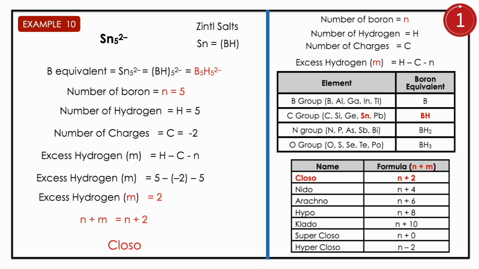So we count the number of boron. Number of borons are 5, so N equals 5. Number of hydrogens are 5, so H equals 5. Charge is minus 2, so C is minus 2. Excess of hydrogen will be M, which equals H minus C minus N. If you substitute the values 5 minus minus 2 minus 5, so excess of hydrogen will be M equals 2. M equals 2 means it is N plus 2 system. If you look at the table, it has Closo structure. So according to the Wade's rule, the Zintl salt Sn5 2 minus has Closo structure.